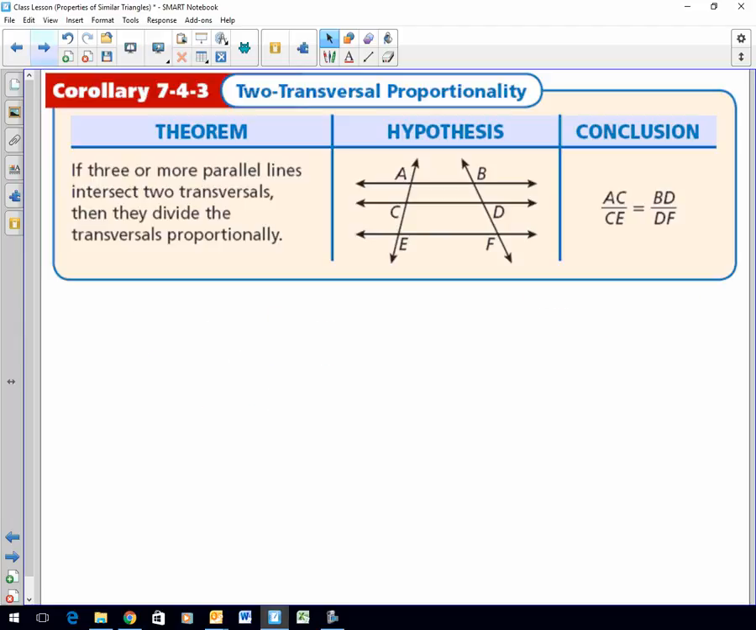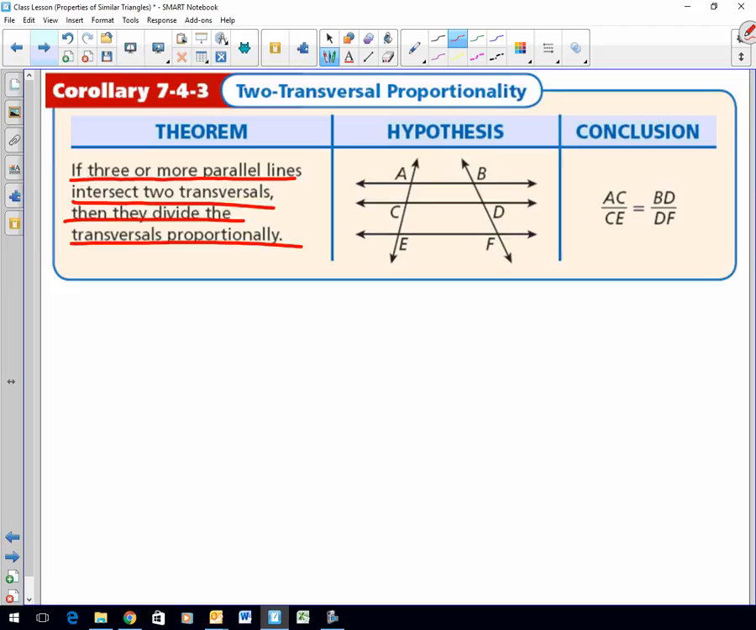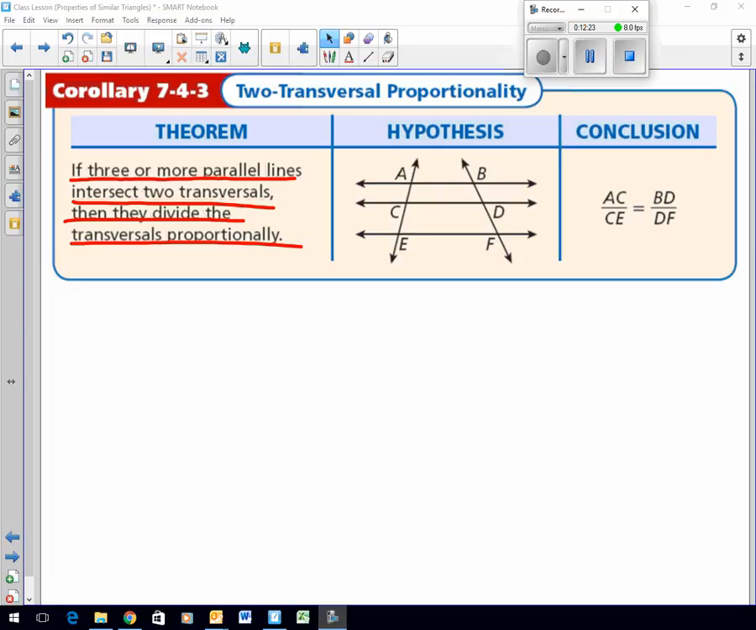All right, let's do this theorem. Two transversal proportionality. If three or more parallel lines intersect two transversals, then they divide the transversals proportionally. In this case, my parallel lines are going across the screen horizontally. I have three sets of parallel lines cut by two different transversals. Here's what that means. AC over CE equals BD over DF.